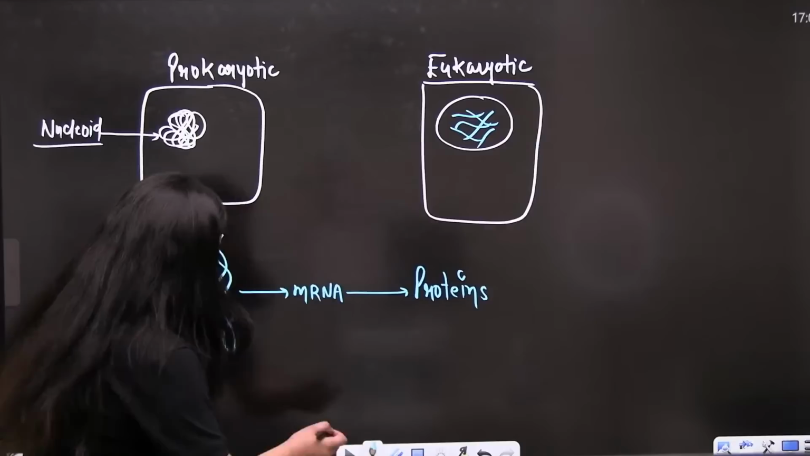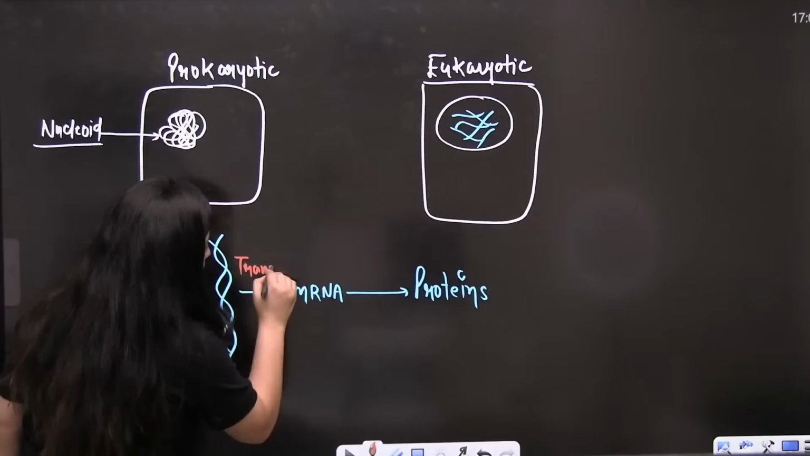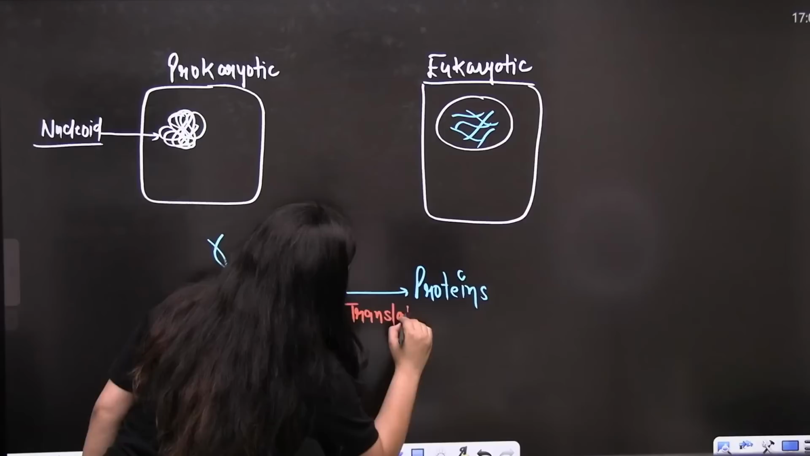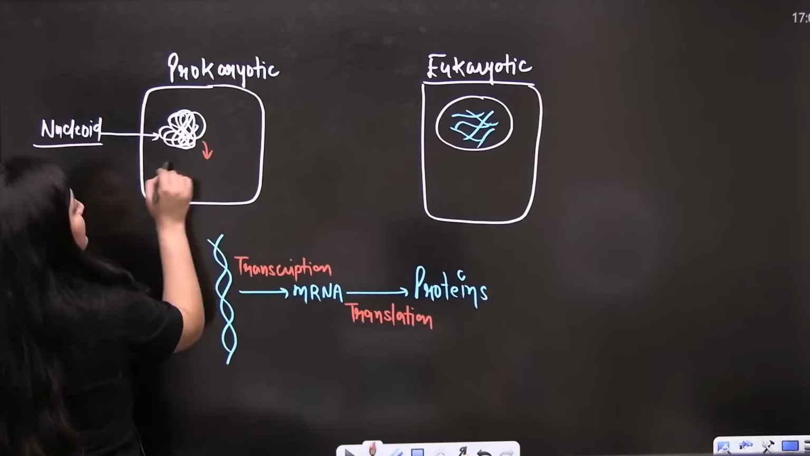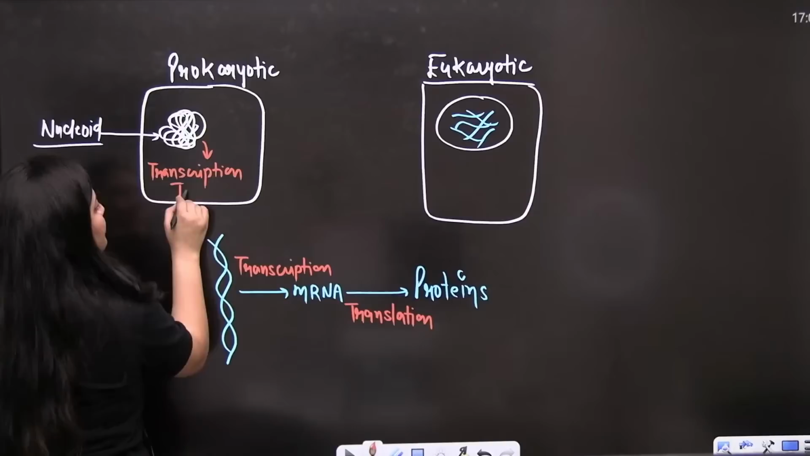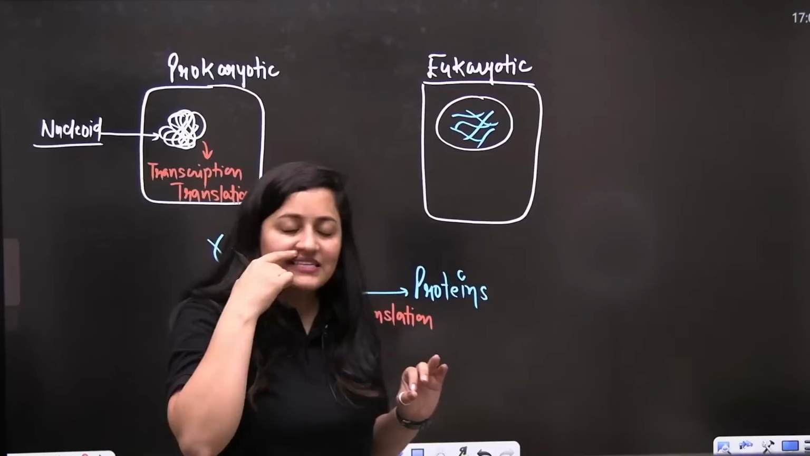Isn't it? So, formation of mRNA from DNA is known as transcription, and mRNA to protein is known as translation, isn't it? Now, in a prokaryotic cell, because the genetic material is directly there in the cytoplasm, transcription and translation both will be in the cytoplasm, yes or no? Quickly type it in the chat section. Both transcription and translation will take place within the cytoplasm, of course.